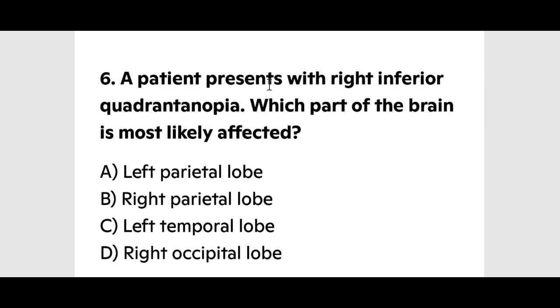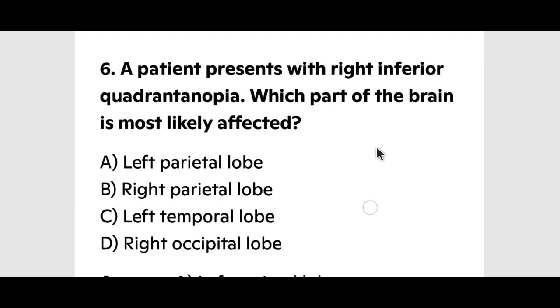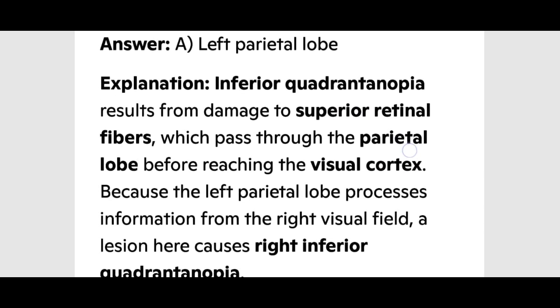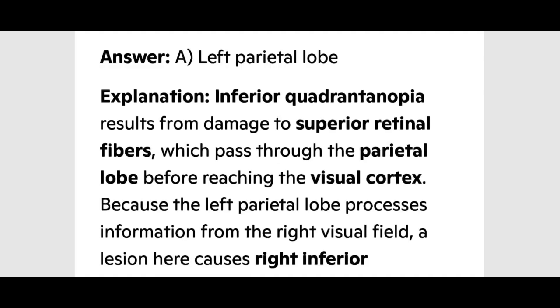A patient presents with right inferior quadrantanopia. Which part of the brain is most likely affected? What is your answer? Answer is left parietal lobe.